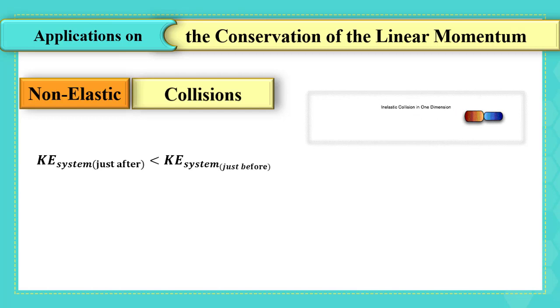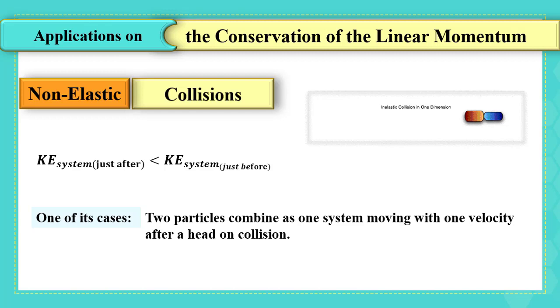of the kinetic energy of the system before collision is converted during the collision into heat and other forms. So we say that the kinetic energy of the system just after collision is less than the kinetic energy of the system just before a collision. One of these cases is when two particles combine as one system moving with one velocity after a head-on collision.